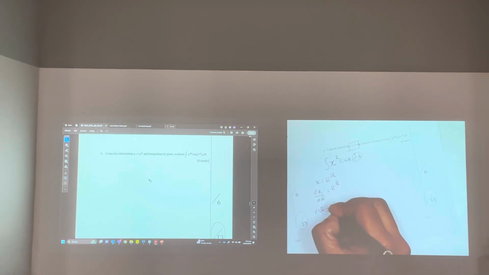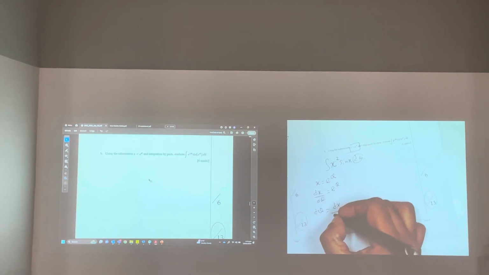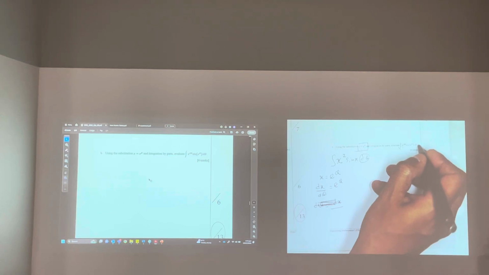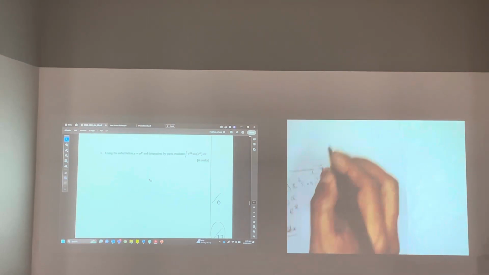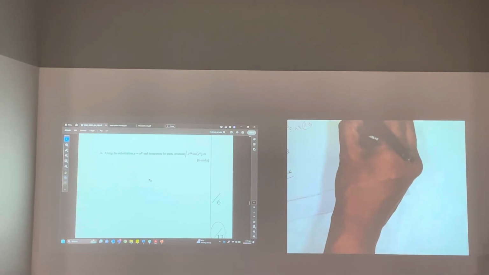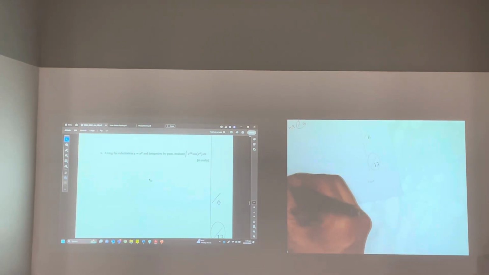d theta is equivalent to dx over e^theta. Sorry, the other way: we want to find a way to substitute d theta, right? So d theta is equivalent to dx over e^theta. Understand? This is integration by substitution. Any question?